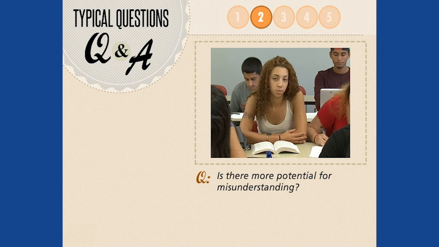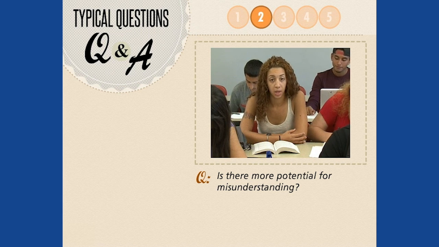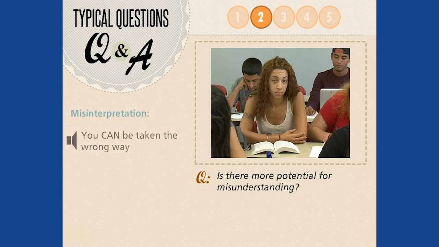This isn't really a question, but more of a concern. I'm worried that there will be more potential for misunderstanding when I'm communicating online than when I'm communicating face-to-face. Because the instructor and your classmates cannot see your body language or hear your voice, written words can sometimes be misinterpreted. Review your written communications carefully before posting, and try to remove any language that could be interpreted as offensive or inappropriate.